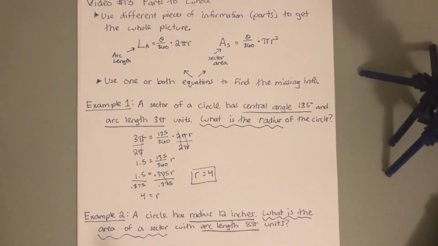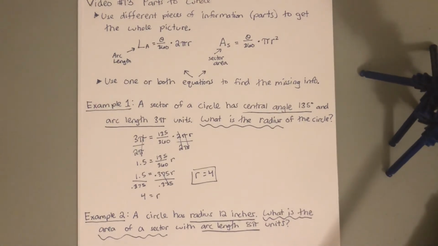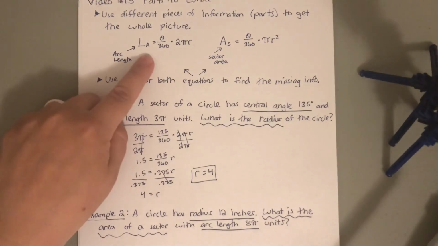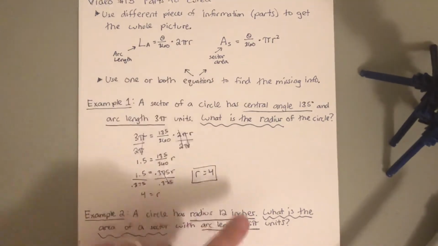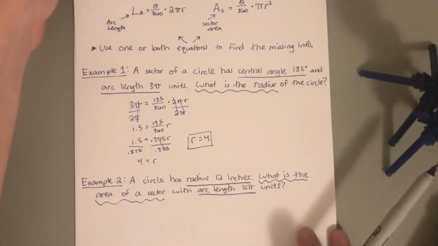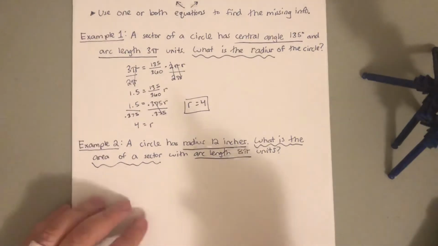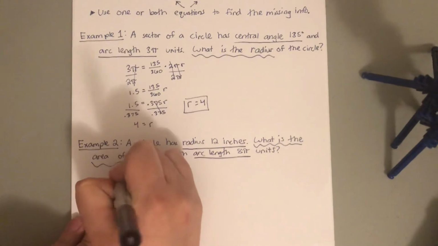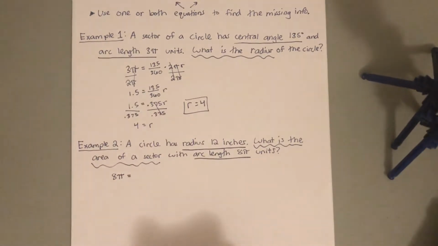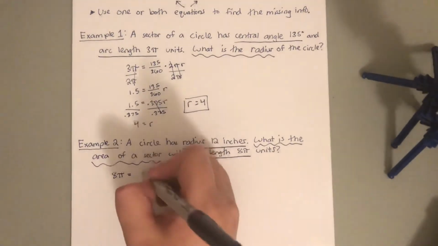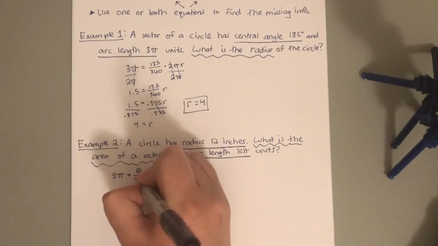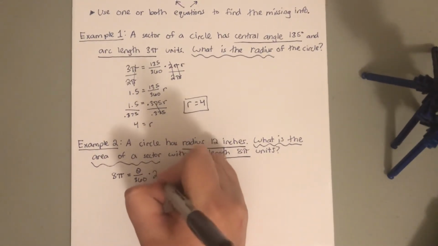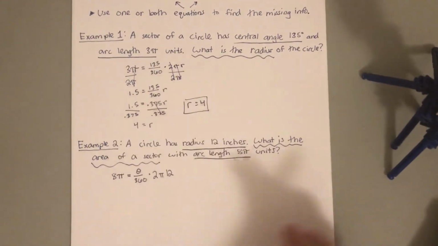So this is a situation where we have to use both of the equations together to get the piece of information that we want to try to find. So that's what we're going to do. First, we're going to use arc length. We know the arc length is 8 pi and the radius is 12. So I am going to write my equation like this. Arc length is 8 pi, so we have 8 pi equals the radius. We don't have the central angle, so I'm going to leave that over 360 times 2 pi 12.